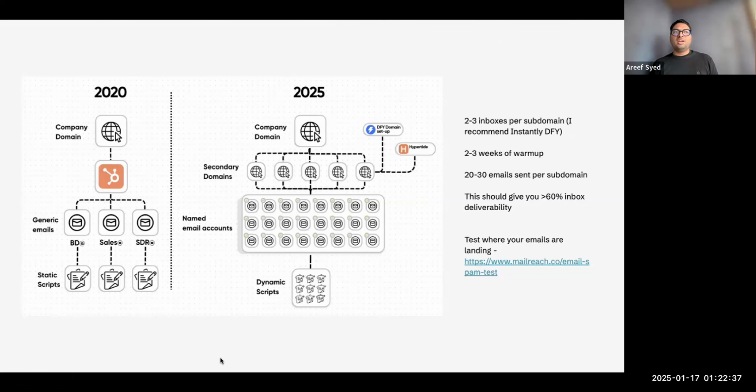So that way, Google or Microsoft will never catch it, like it is not a standard email that is being sent to hundreds of people and just spamming. So that's how much it has changed now.